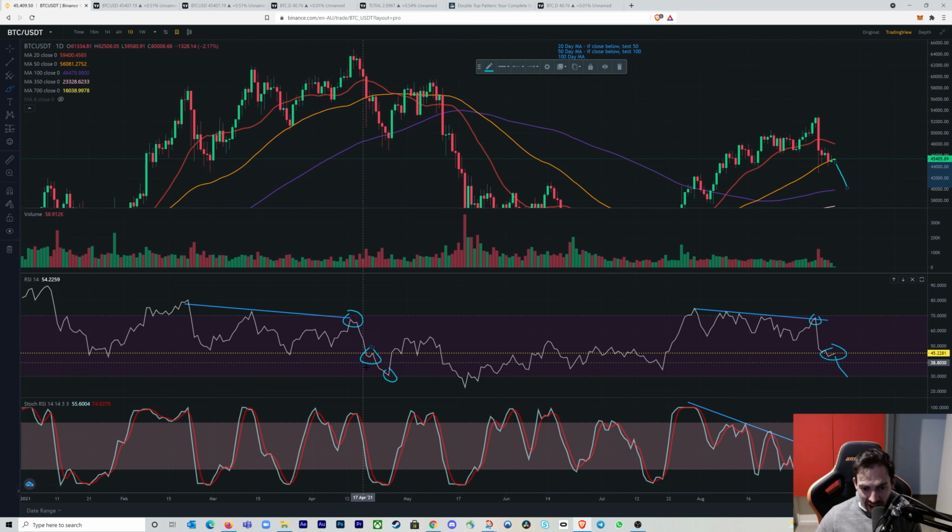This is almost a B wave and then a follow through C wave correction. So we'll have to see if we do that again. Now let's have a look at the stock RSI. So you'll notice right here, we're in the overbought section right at the peak.